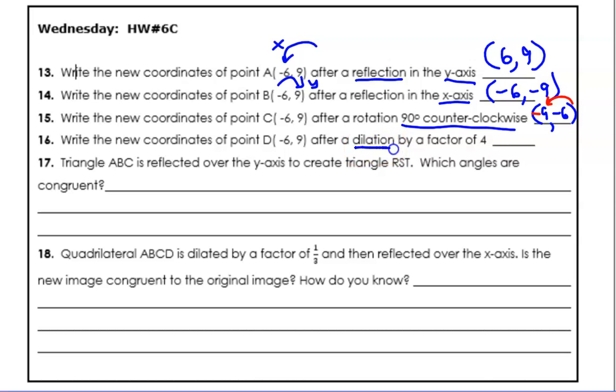And when you dilate, you multiply. So I'm going to multiply both of those numbers by 4, giving me -24 and +36.